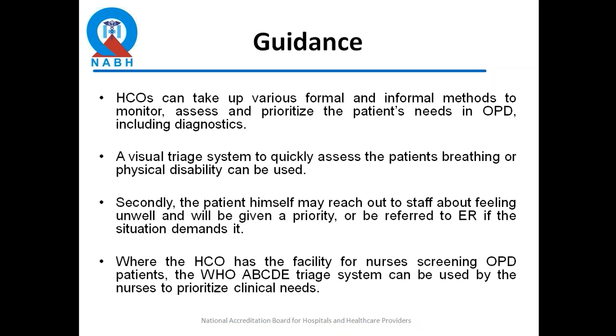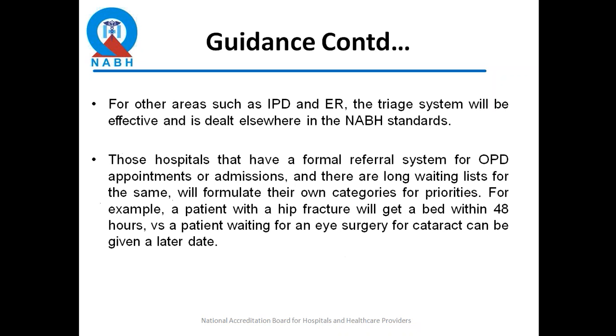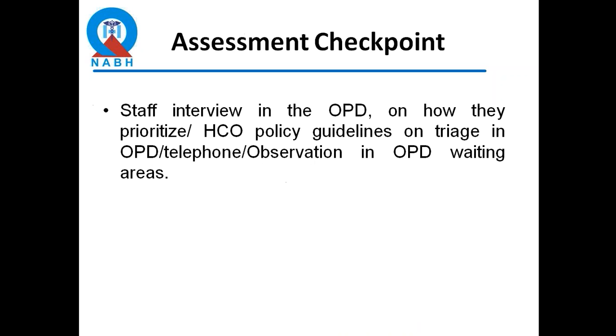So there are various examples. We don't expect you to have a documented system to go and check patients, check the policy or go and check this. You should just have when you go to assess, just ask the staff in the OPD, go and interview the staff, ask them an indirect question or a direct question that, suppose a patient is unwell, what would you do? How would you prioritize?